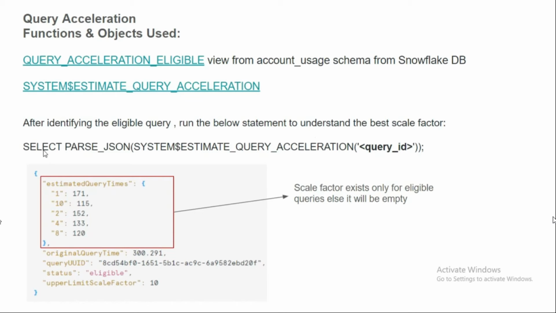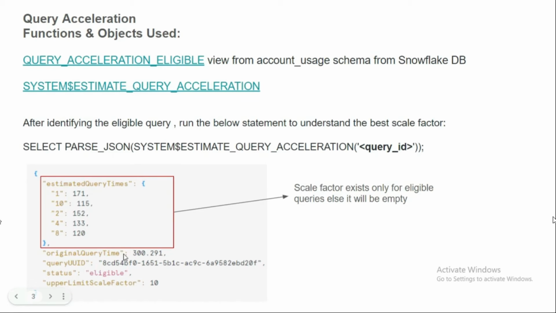For that, we have to run the SYSTEM$ESTIMATE_QUERY_ACCELERATION function with a query ID which we fetched from the query acceleration eligible view. Here it is giving a set of values in JSON format. 1, 10, 2, 4, 8 are the scale factors. With the one scale factor, it is taking 171 seconds to fetch the result. If there is no scale factor or query acceleration being used, then it is taking 300 seconds to fetch the result.